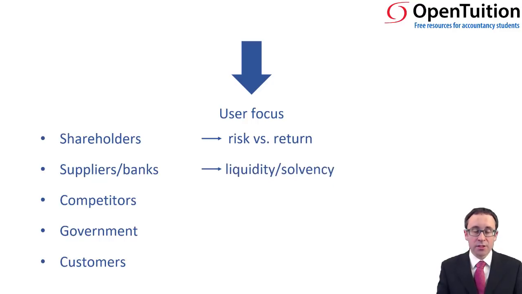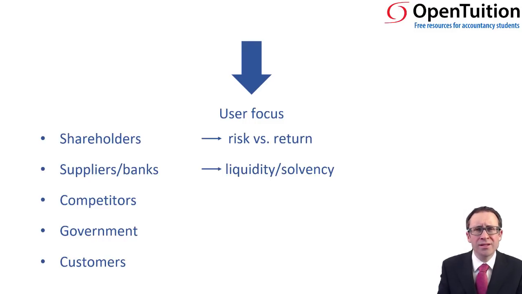Okay. The suppliers, the banks, they want their money back, don't they? So they're looking there at liquidity in the short term as your suppliers, because they have 30, 60-day terms of payment. But the banks is over a much longer period of time, isn't it? So their focus will be on solvency.